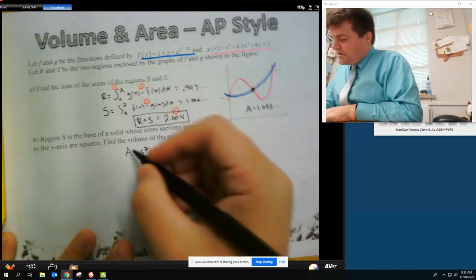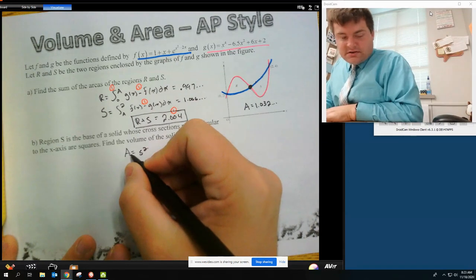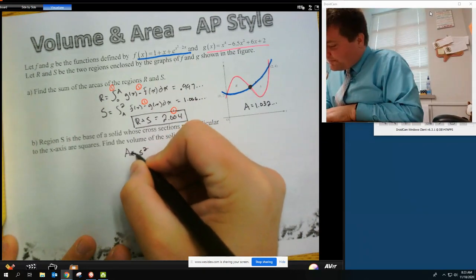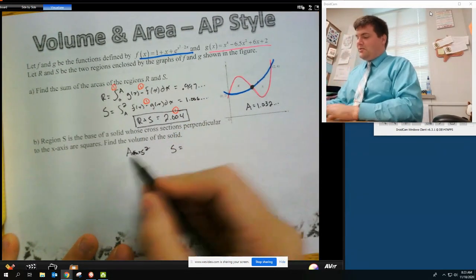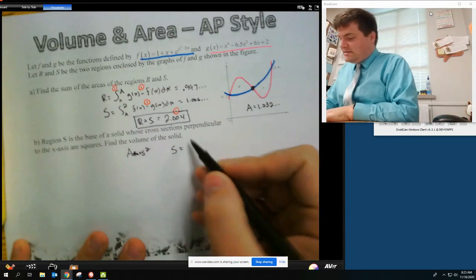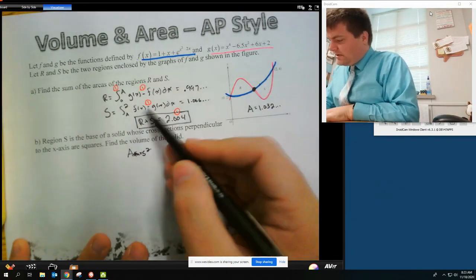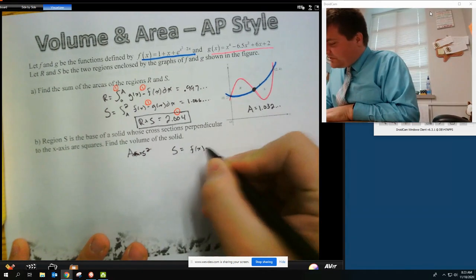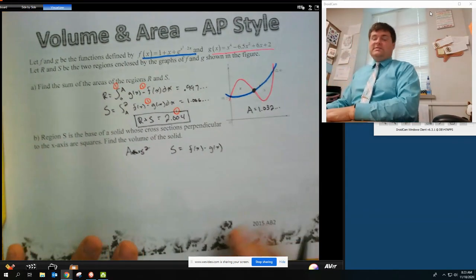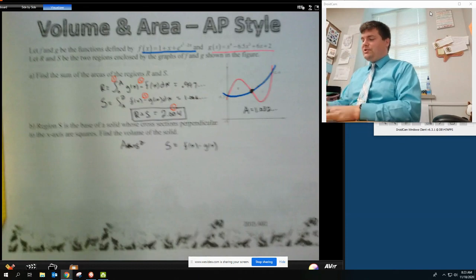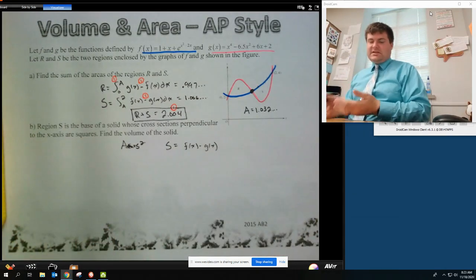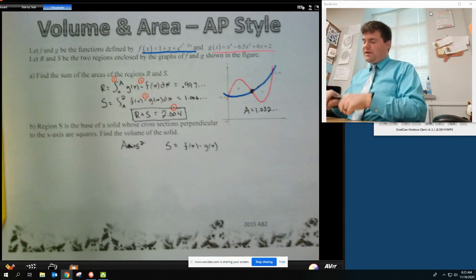So what you're going to do here is figure out what S is. I don't want to use S, maybe use A, or just area, because it might confuse you a little bit. These are different A's. So area equals side squared. The side in this case, if I'm looking for region S, it's going to be this guy right here. It's going to be f of x minus g of x. And a lot of this stuff is already done in our calculator in terms of plugging it in. So it's really just setting it up and then plugging it in.